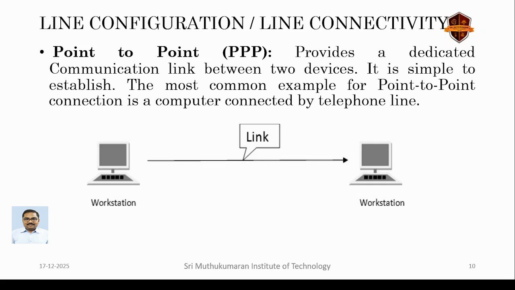Next we'll go on to line configuration, or line connectivity. The first type is point to point. That is, there will be a dedicated communication link between the two devices. It is the simplest form of communication. That is a direct link between two systems connected by using an Ethernet cable. That is what is called point to point, a direct connection.